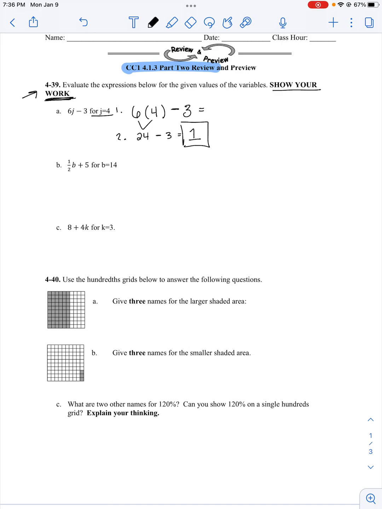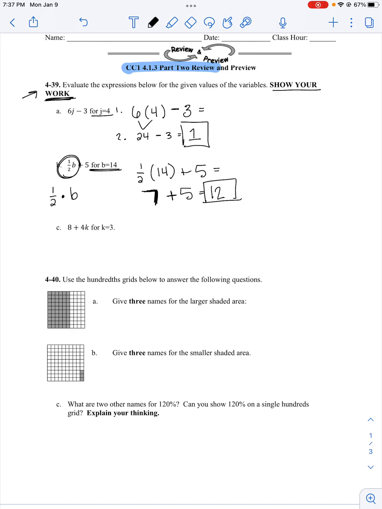Okay, part B, I have 1/2 b plus 5 for b equals 14. Again, anywhere I see a b, I'm going to plug in 14. If it's next to each other like this, it's 1/2 times b. So 1/2 times 14 plus 5. Well, 1/2 times 14 is 7. It's 1/2 of 14 plus 5. 7 plus 5 is 12.